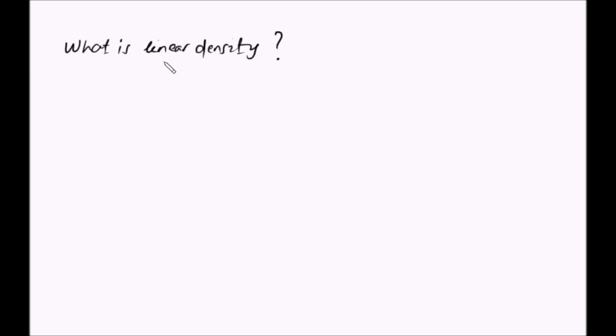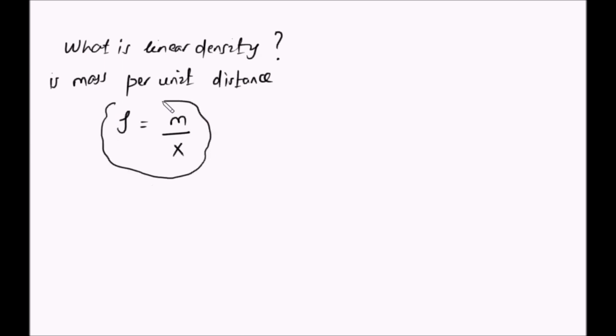We are used to density being mass per unit volume, but this linear density is mass per unit distance. So linear density is mass over, not V now, x. What is this? Linear density.